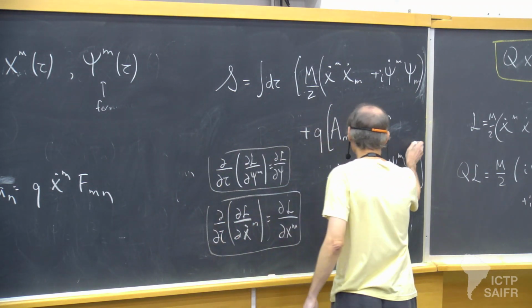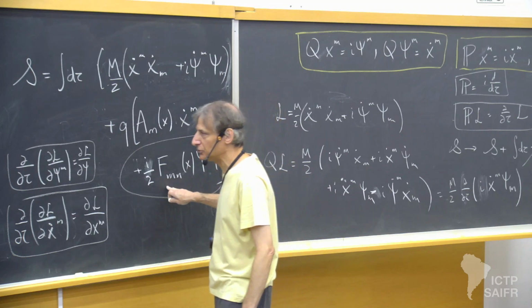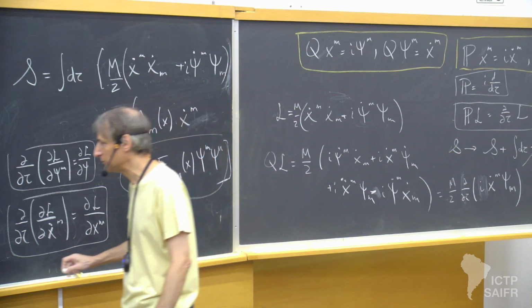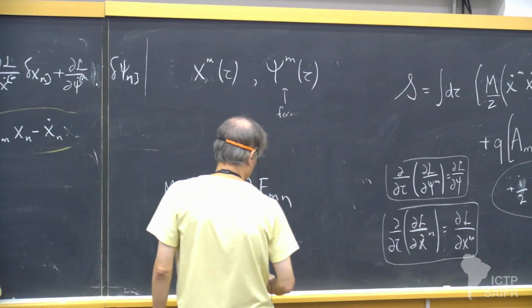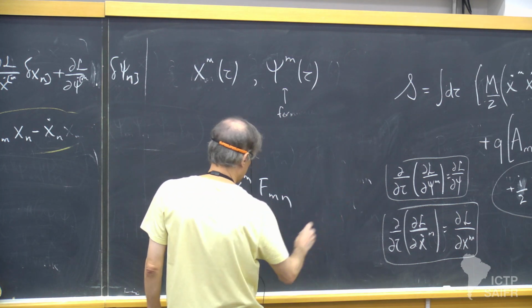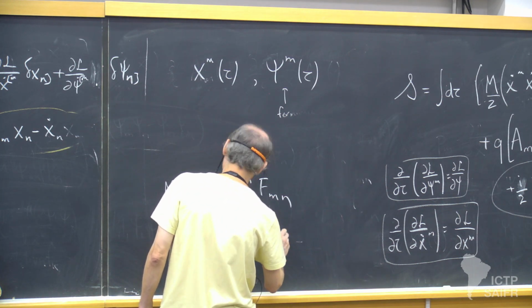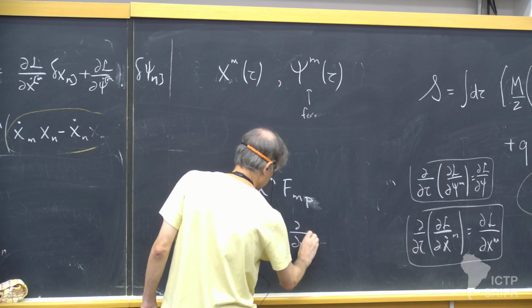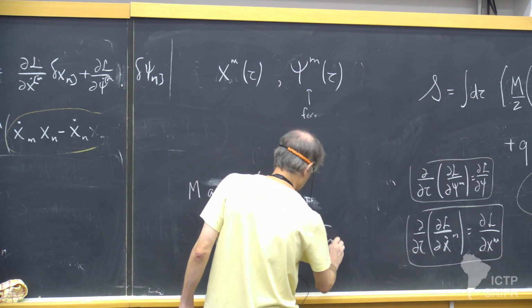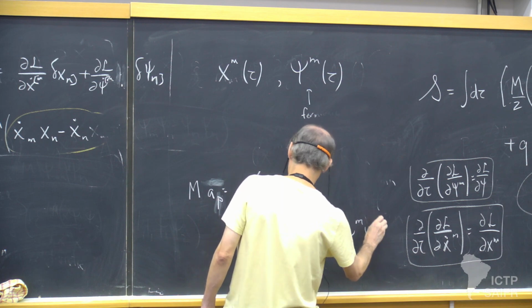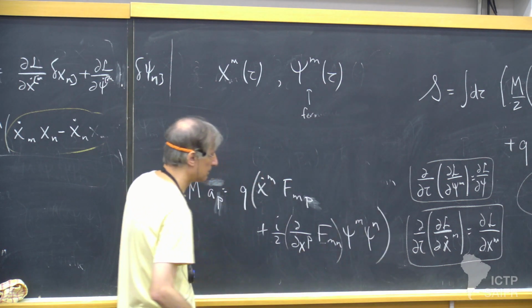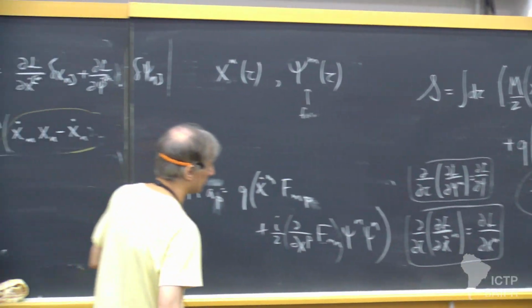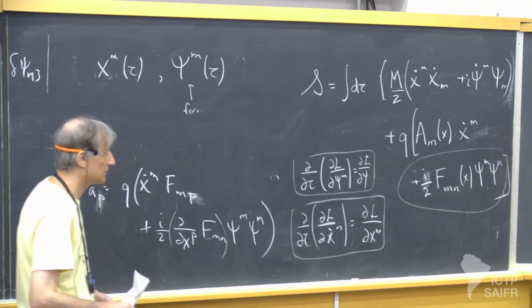The other contribution, of course, comes from here. There's one other contribution because ∂L/∂x picks up a piece, since F_mn depends on x. So we get an additional contribution, which is, I guess, i/2 ∂/∂x^p. Let me call this p instead of m, of F_mn ψ^m ψ^n. It just comes because F_mn depends on x. So when I take this derivative here, I get this extra contribution.